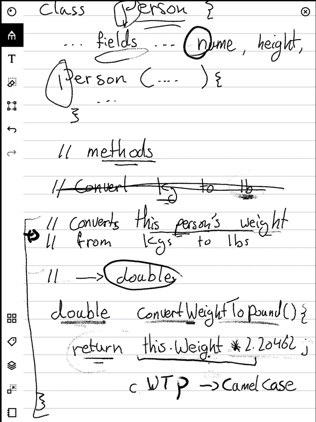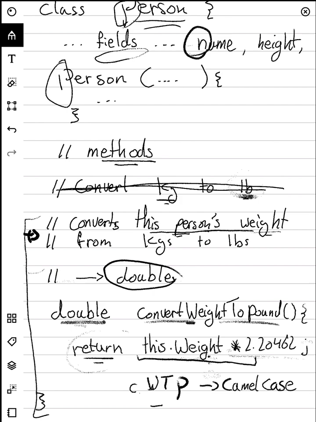And people have different naming conventions. Some people use underscores or different things. But typically for Java, camel case is what's used. Sometimes in Python, you might use underscores instead. Right.